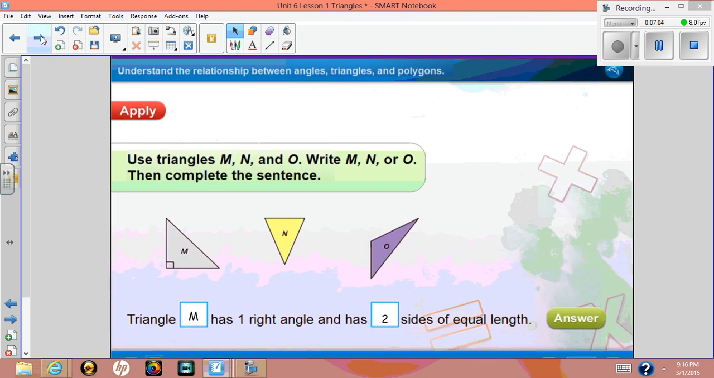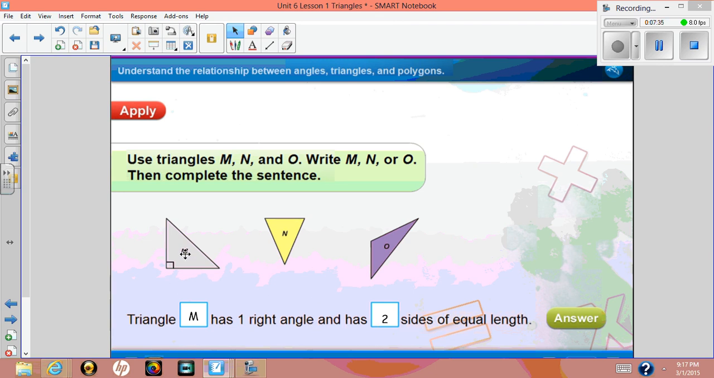Use the triangles M, N, and O. Write M, N, or O, then complete the sentence. For time's sake, I've already identified this, but I need you to understand the attributes and understand how only one can fit in this category. So look again at M, N, and O. It says triangle blank has one right angle and has 2 sides of equal length.